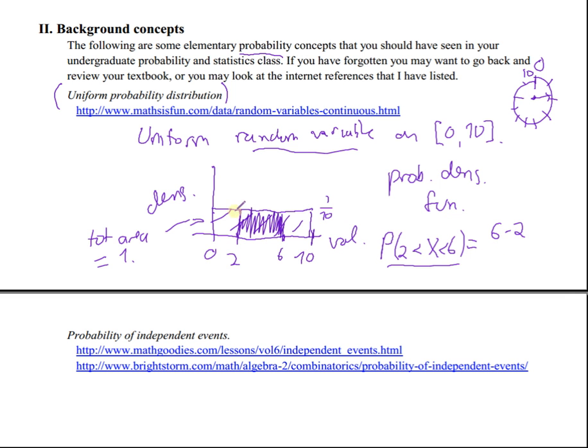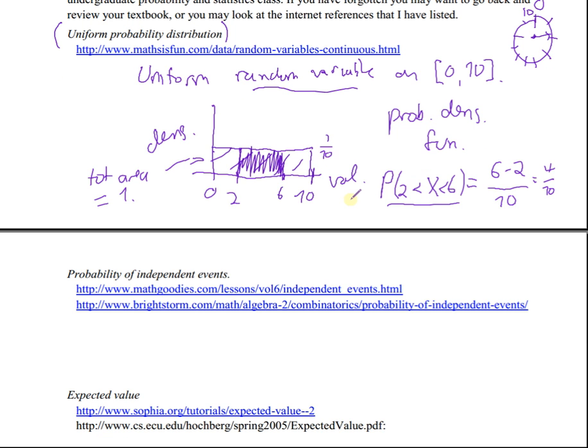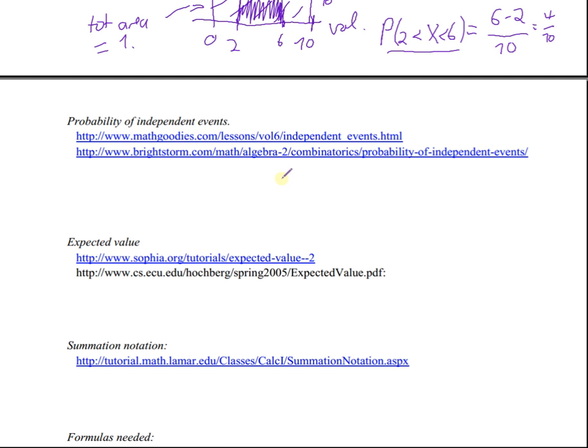And then that's going to be times the height, which gives me a times 1/10. So that's 4/10. Okay. Now this is how you compute probabilities with uniform random variables, right? Next is probabilities of independent events.